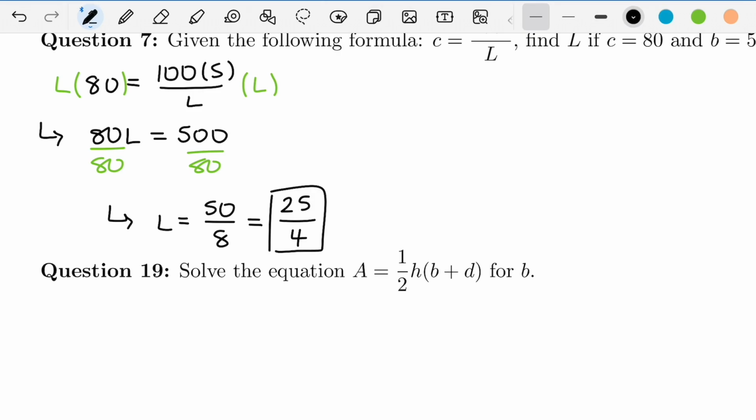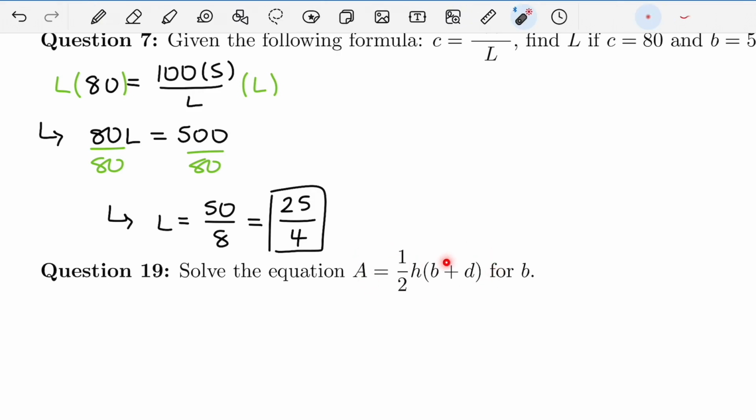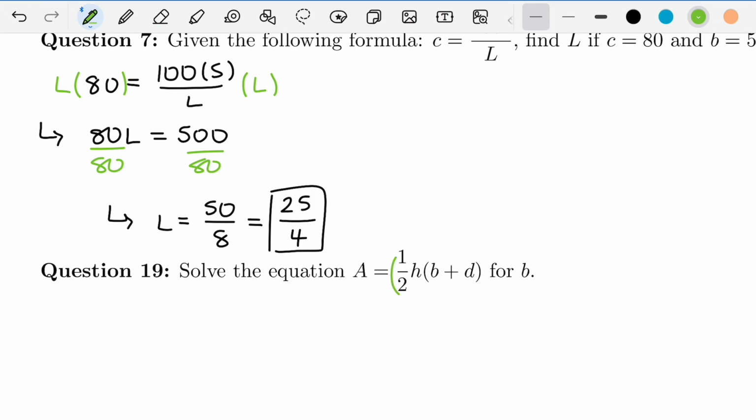For this next question here, we have this formula, and we're not given any values for our other variables, but what we want to do is solve for b. So all we're going to do here is just isolate this variable b. So the first thing I'm going to do is multiply both sides of this equation by 2 to get rid of this fraction here. So we're going to multiply both sides by 2 here. So doing that, we're going to get 2 times a is equal to h times (b plus d).